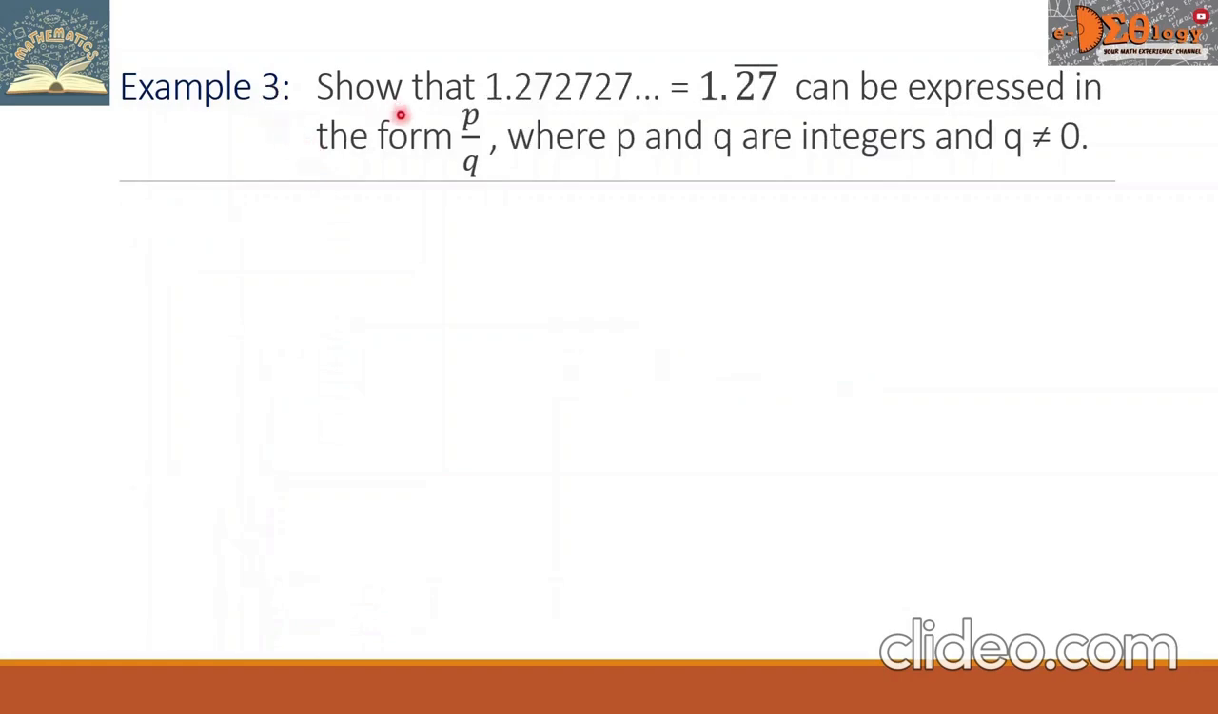Example 3. Show that 1.272727 and so on equals 1.27 with a bar on the 27 can be expressed in the form P over Q, where P and Q are integers and Q not equal to 0.